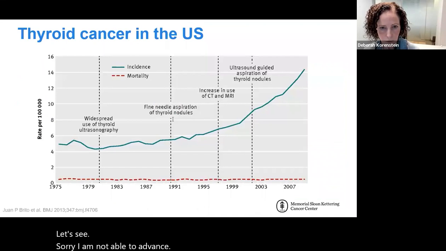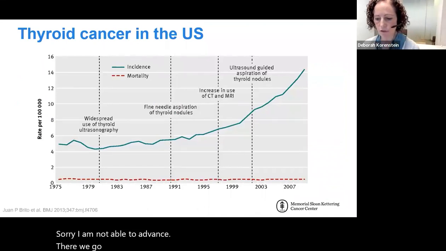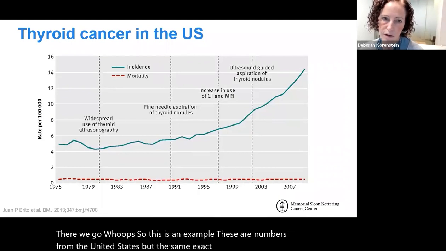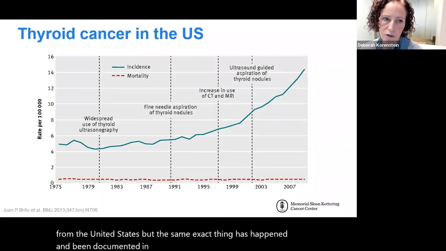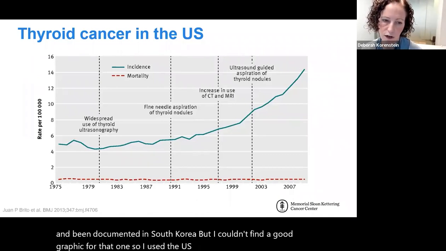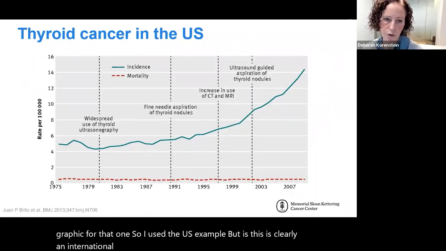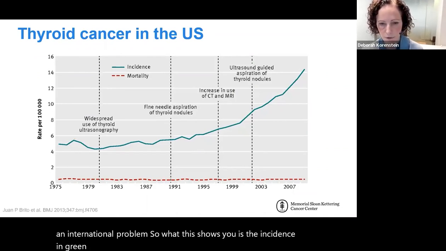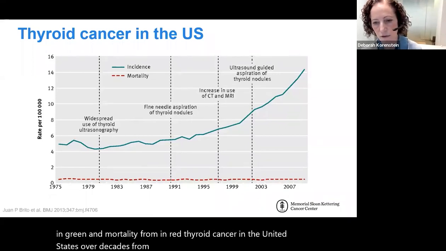There we go. So this is an example. These are numbers from the United States, but the same exact thing has happened and been documented in South Korea. But I couldn't find a good graphic for that one, so I used the US example. But this is clearly an international problem. So what this shows you is the incidence in green and mortality in red from thyroid cancer in the United States over decades from about 1975 to about 2010.